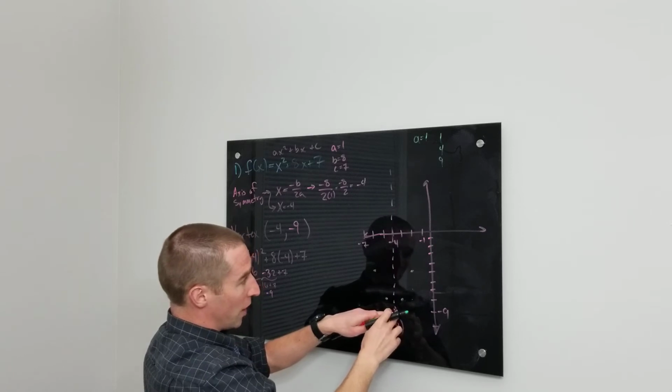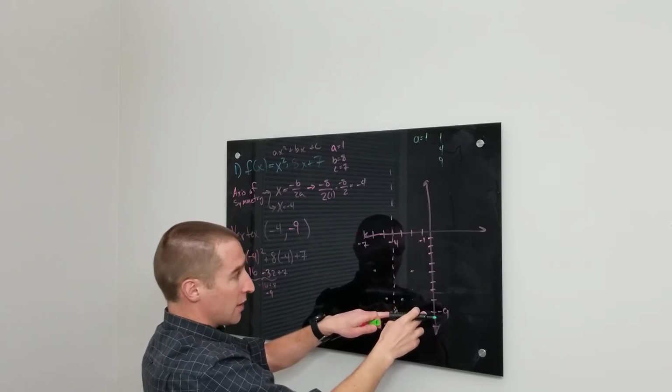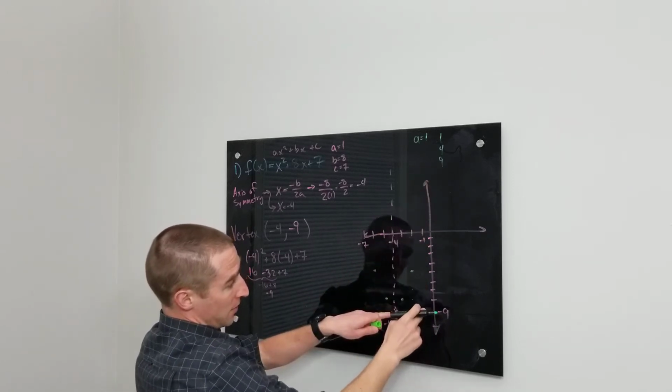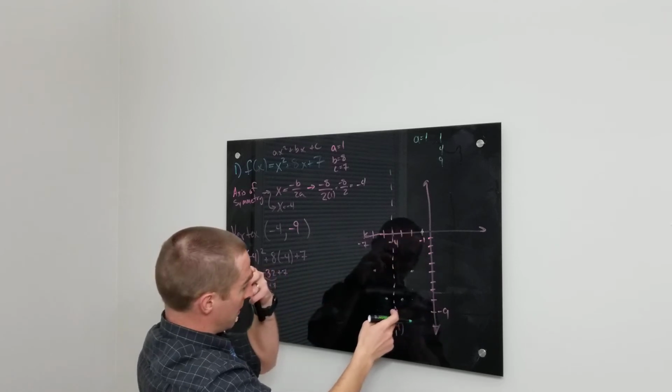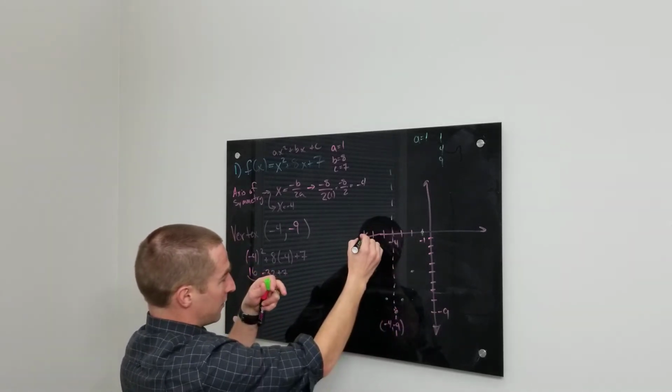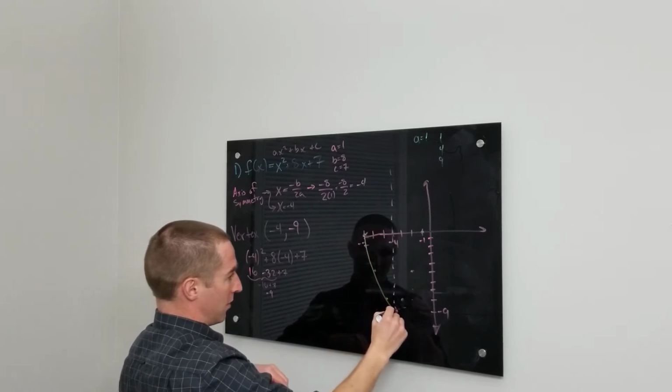Now I'm going to go to the right 3 from my vertex. 1, 2, 3. And I'm going to go up the 9. So negative 9 to 0. Right, negative 9 to 9 makes 0. I'm going to go 1, 2, 3 to the left. And up 9. And there's my graph.